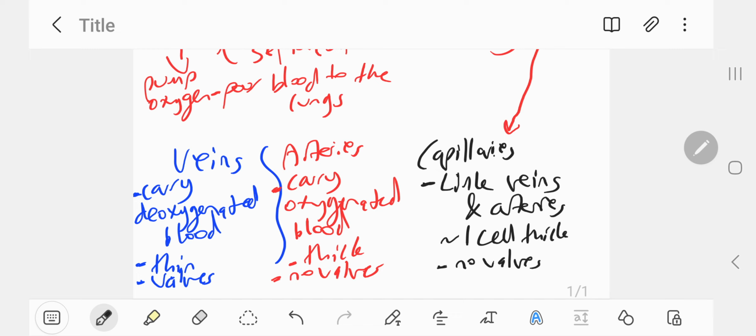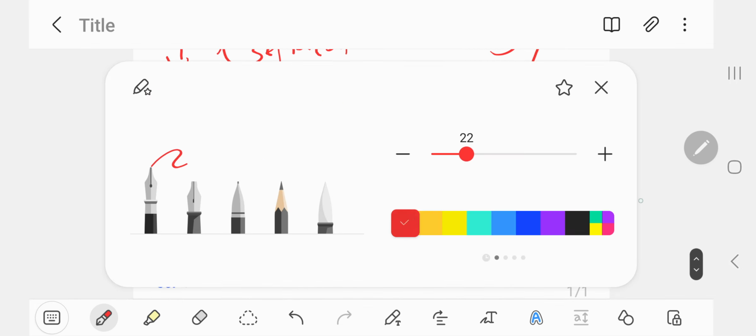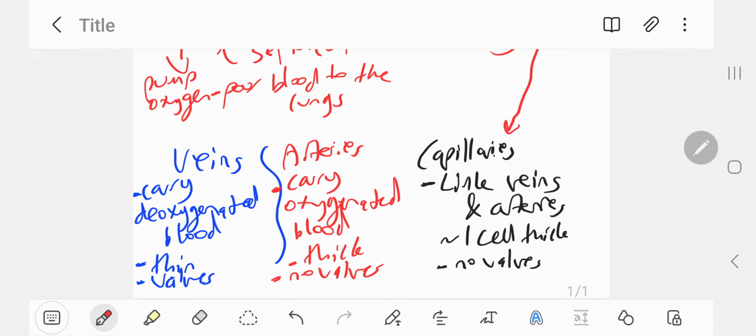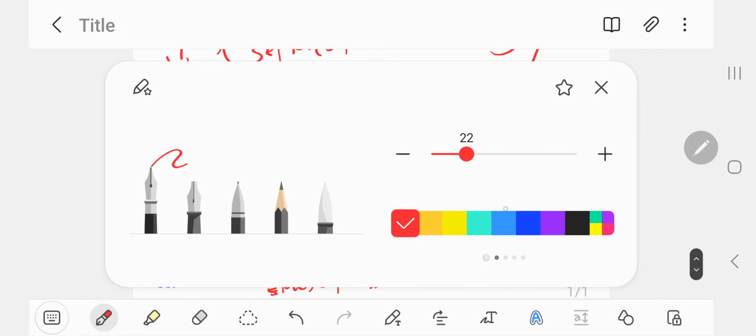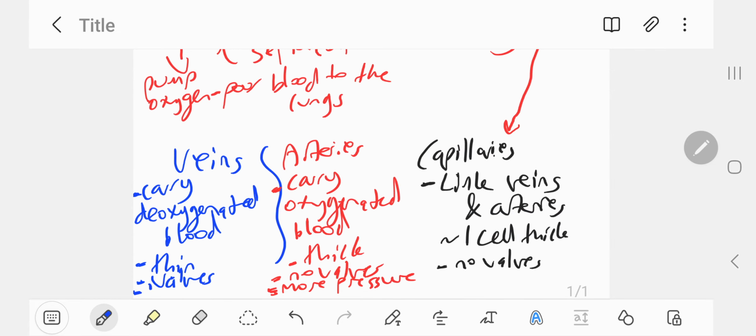Okay, so valves basically ensure that blood is only flowing in one direction, not the other. That's really important for deoxygenated blood. You only want it to be flowing in one direction, back towards the lungs, to get more oxygen, right? And because arteries are thick, that means they've got higher pressure in terms of blood flow. Whereas veins, because they're thinner, they've got low pressure. And same thing with capillaries, because they're thin, low pressure.